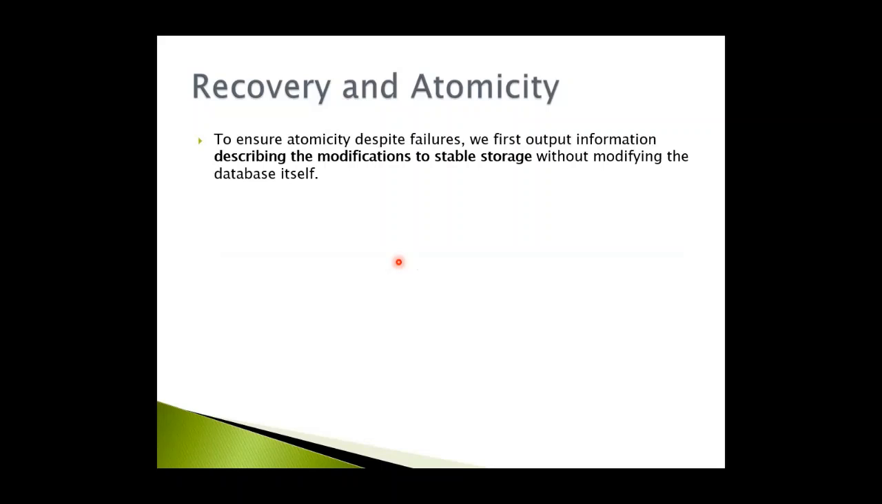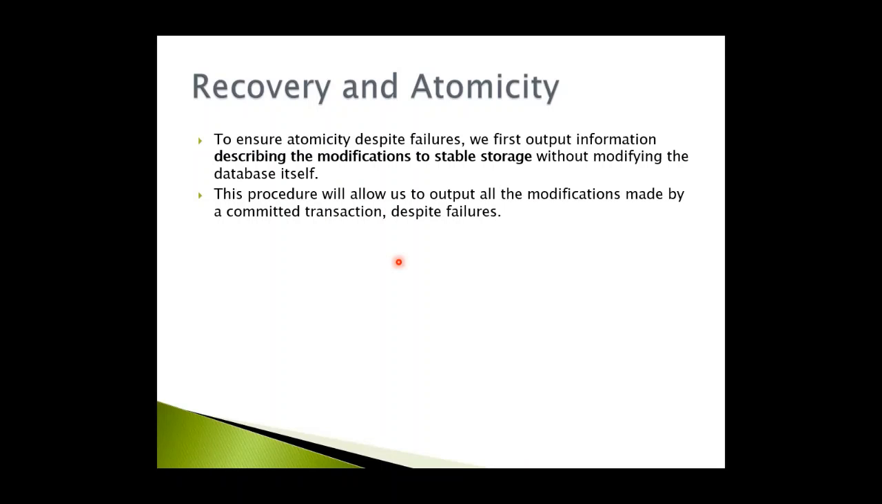To ensure atomicity despite failures, we first output the information describing the modifications to stable storage without modifying the database itself. It means whatever updates are done to different data items, we first output all the information describing those modifications and store it on stable storage. This procedure will allow us to output all the modifications made by a committed transaction despite failures. What is the achievement here? Since we are storing all the modifications onto stable storage without modifying the actual database itself, even if some kind of failure happens, we will still be able to recover the modified data from the stable storage.